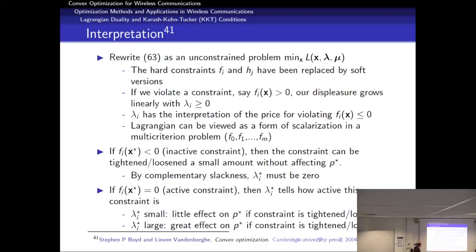Right, so the complementarity slackness is the following. If your optimal point satisfies the constraint strictly, then the complementarity slackness says that at the optimal point, you're not even equal to 0, you're strictly smaller than 0, right?